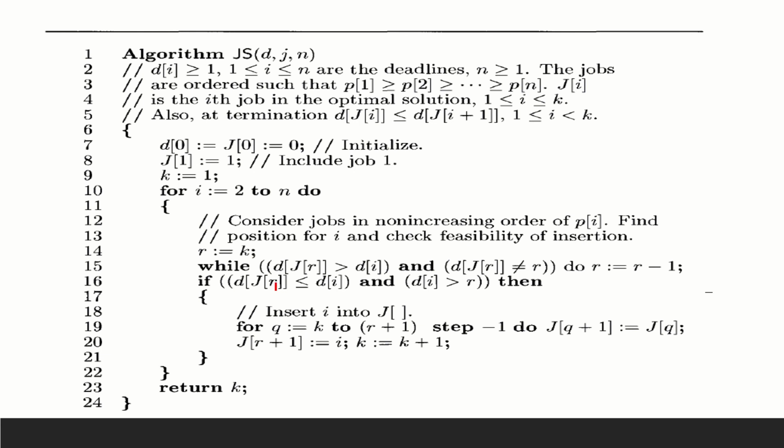The deadline of the rth job is compared with the deadline of the selected ith job. Here the value of I is equal to 2 for the first iteration, that is the second job. We also check whether the deadline of the selected job is greater than R. If these two conditions are satisfied, then we have a for loop, and this is a decremented for loop.